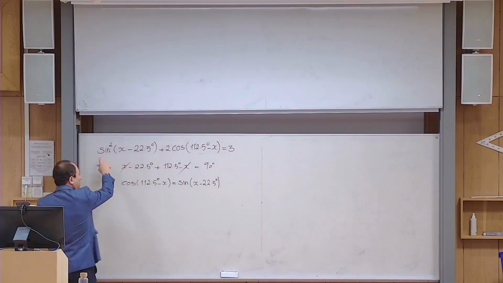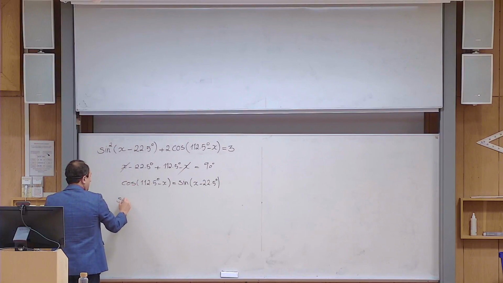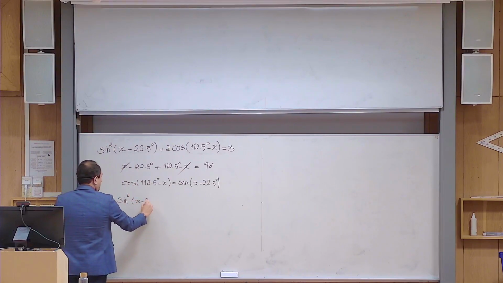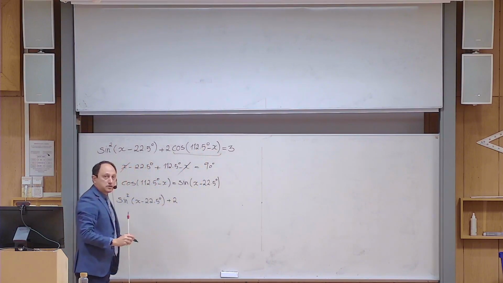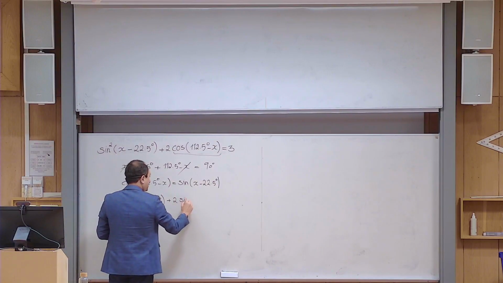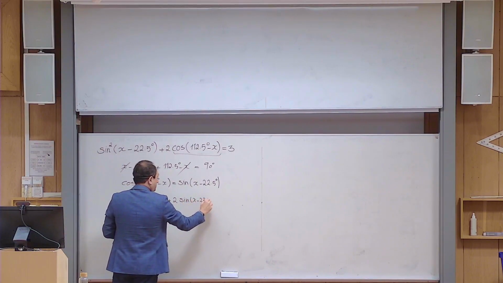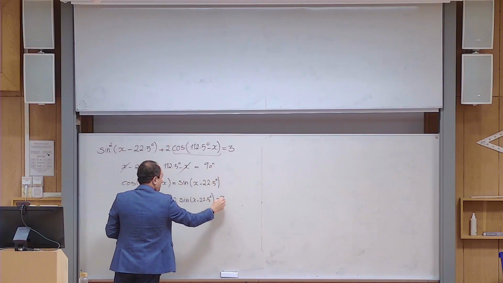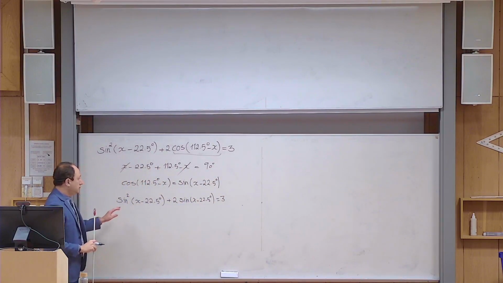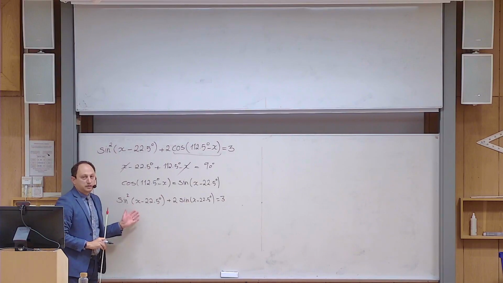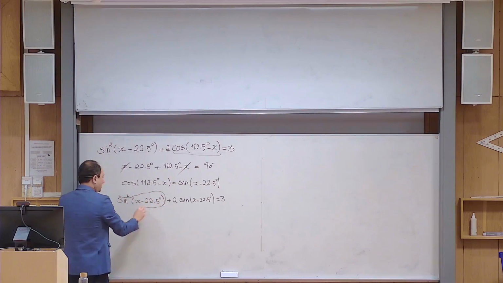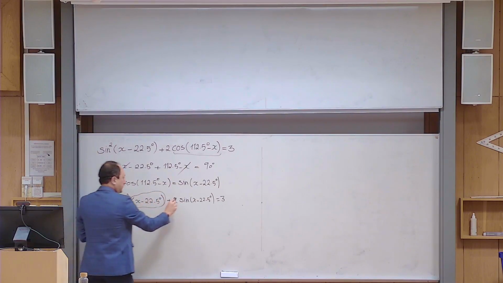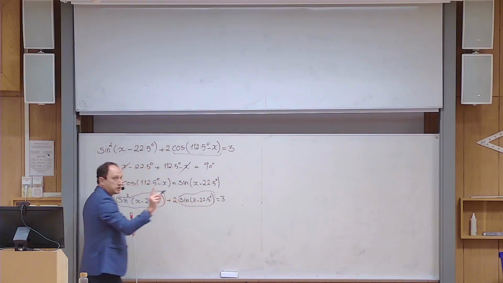So this means that if I want to rewrite the equation, I copy and paste the first part that I want to keep, plus 2 times. Instead of this, I write again sine of x minus 22.5 degrees, and on the right hand side I have 3. And hopefully you remember the trick of auxiliary variable, yes? So you see that this combination, sine of this angle, appears here and there in one single equation.